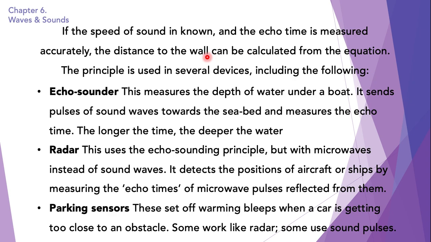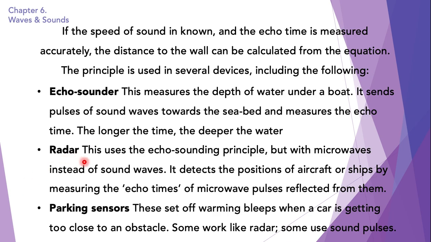So this principle is used in several devices. Here we have some. So the echo sounder is a device that measures the depth of water under a boat. What it does is it sends pulses of sound waves towards the seabed and measures the echo time. So the longer the time, the deeper the water. So we know the speed of sound and we find out the echo time. Multiply both the values, which will give us the measurement of the depth of water.